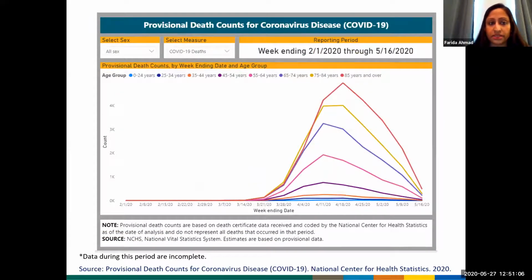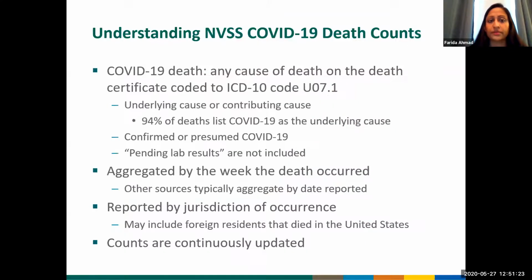And then this one catches a lot of people's eye because it shows the counts by the week that the death occurred and by the age group. And you can also select through to look at male and female deaths.